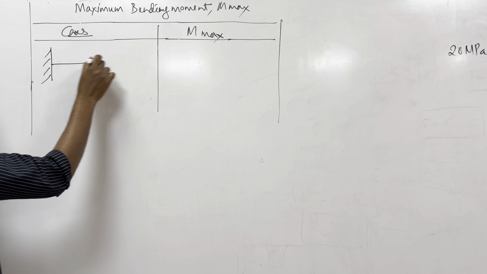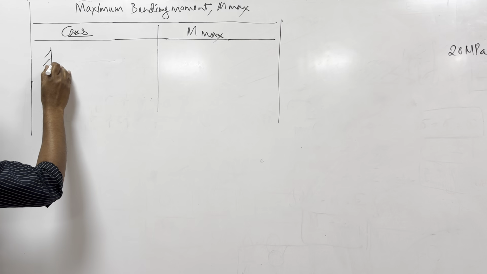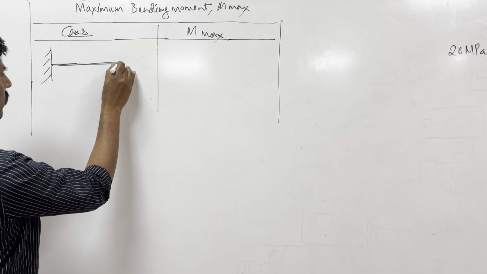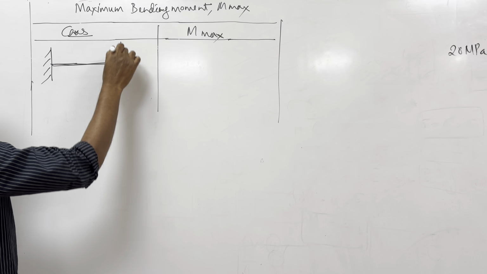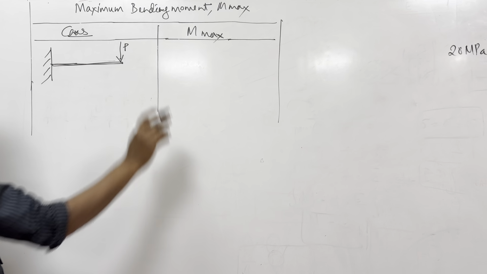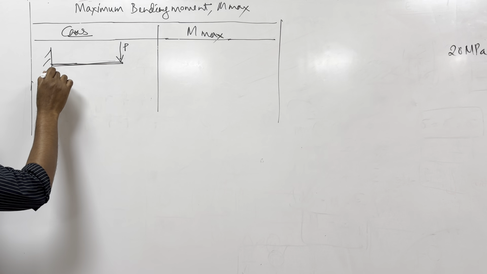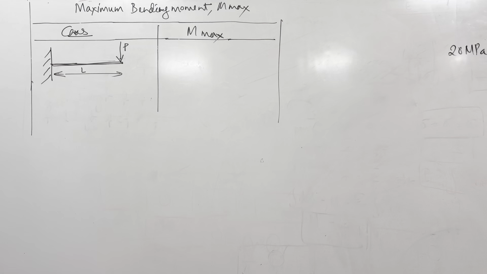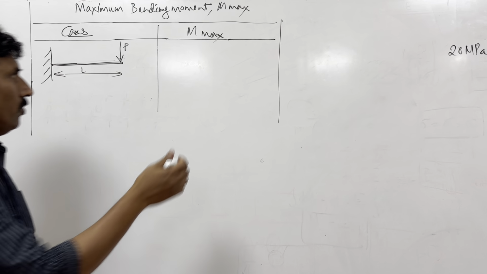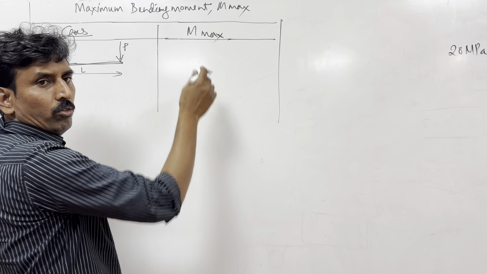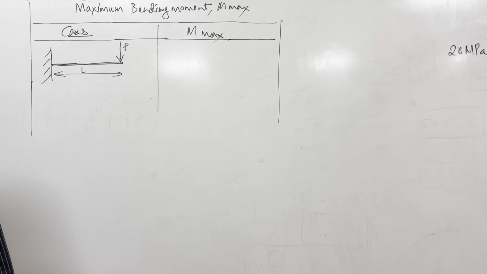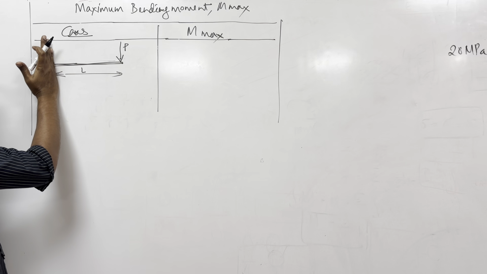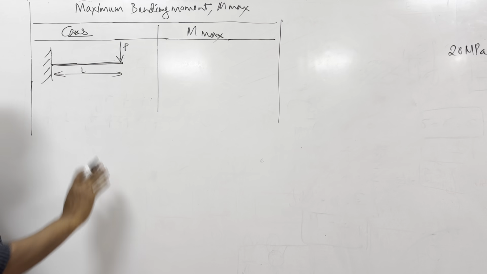So can you tell me what is this? Guys, what is this? It's a cantilever. So what is this? Point load. It is at a distance L. Now, where do you think this cantilever will break? Will it break at this point or will it break at this point? Left or right? Left. Okay.